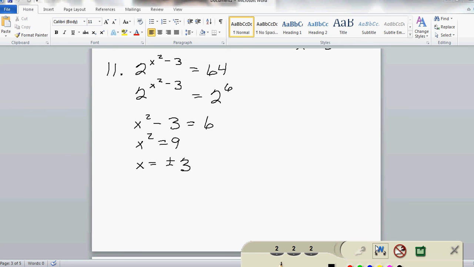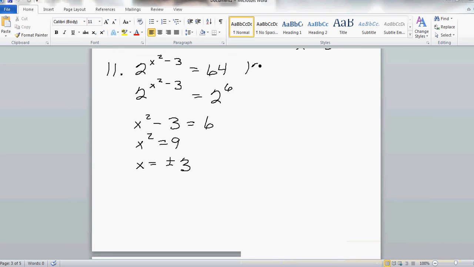Now, number 12. Number 12 is 625 raised to the 3x minus 1 power equals 3,125 raised to the 5x power. Now we have a slight problem here. Regardless of how hard we try, 3,125 is not a power of 625, so what we actually have to do is break these down a little bit further.